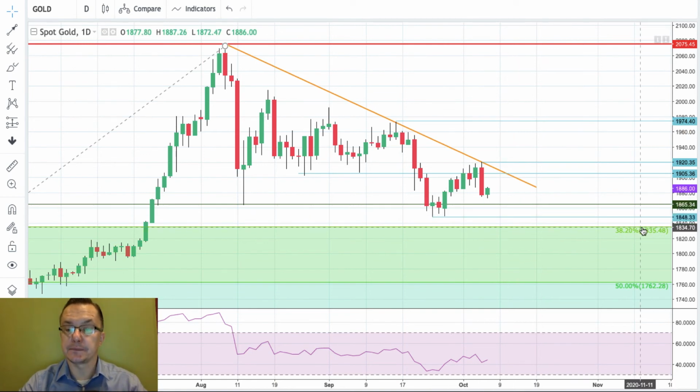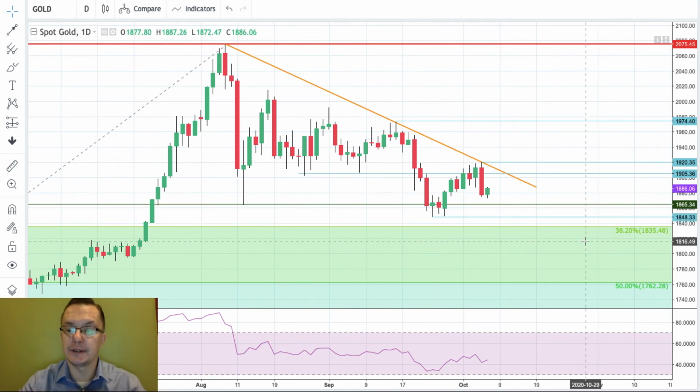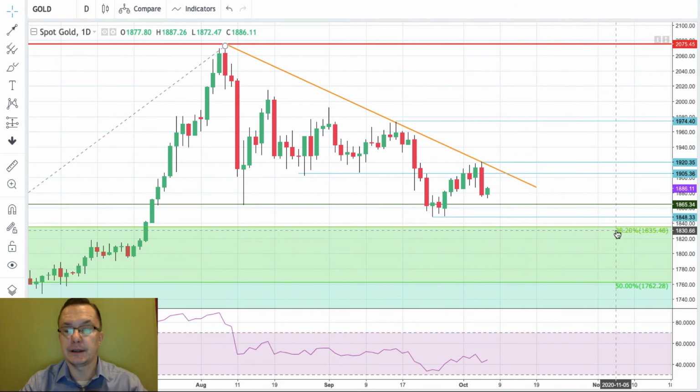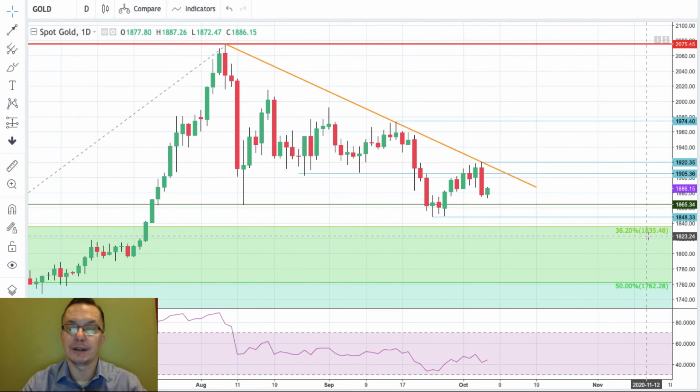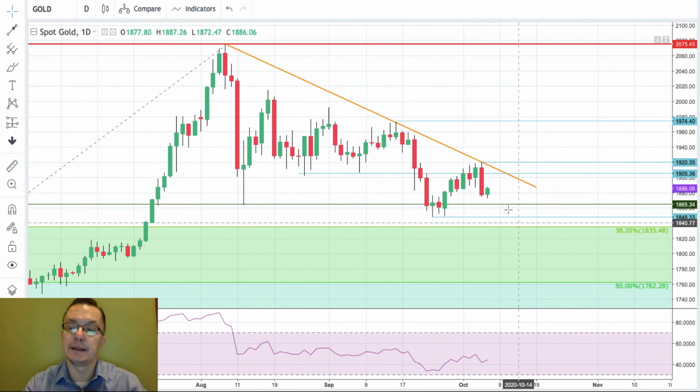The first target is 1865. Then there are these lows from the 24th of September, and this is 1848. And of course, another target is the 38% Fibonacci retracement seen at the level of 1835. So those are the targets for the bears, because the bullish targets, as you can see, we got them here, but they were all denied. The market was capped just under the trend line. From this high we made a lower high, lower low, another lower high. So we are expecting another lower low on the gold market right now.